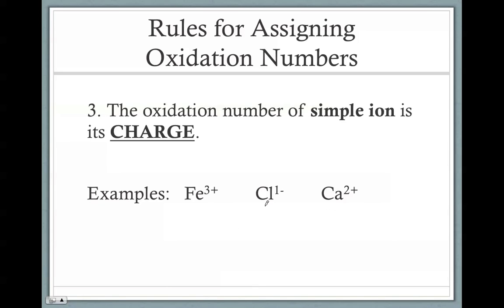The oxidation number of a simple ion is simply its charge. So for an iron ion that has a charge of +3, that means its oxidation number is +3. This chloride ion has an oxidation number of -1 because it's going to equal the charge of the ion, and same thing for calcium here. It's going to have an oxidation number that's equal to the charge of the simple ion.